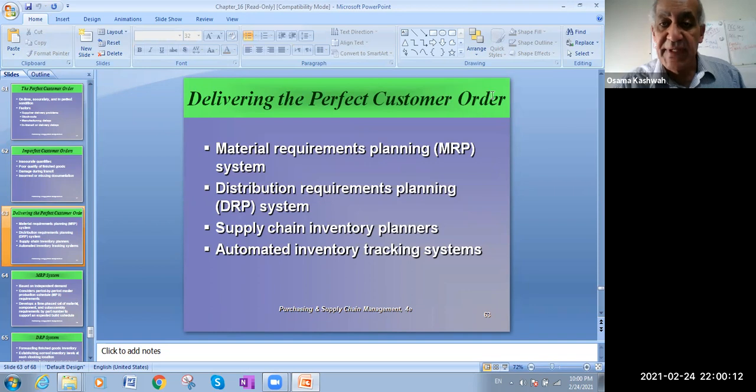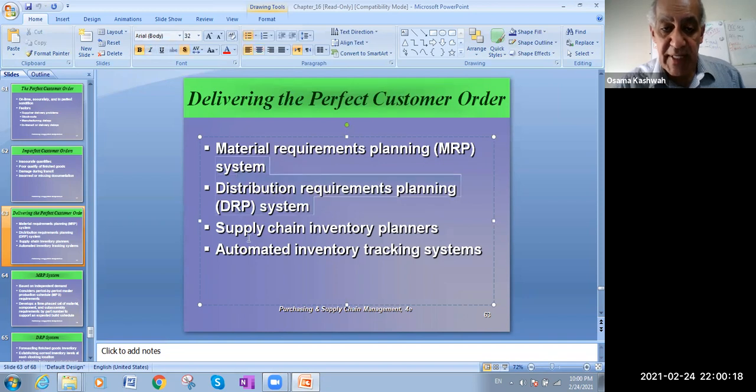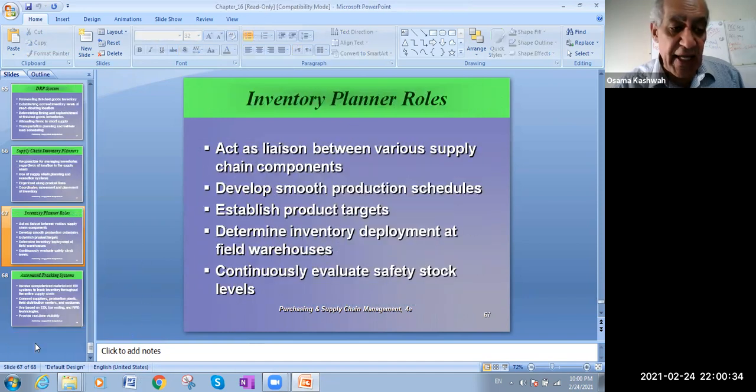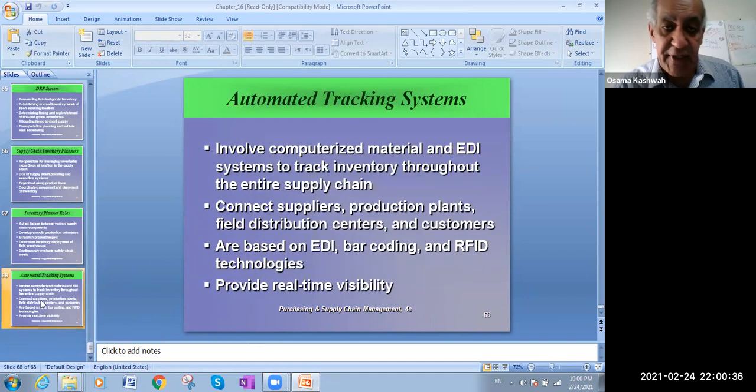Delivering the perfect customer order, material requirements planning, distribution requirements planning, supply chain inventory planners, automated inventory tracking system. All these points we have to care about in the delivery of the system. And now I will move into 68, and this is the last page here.